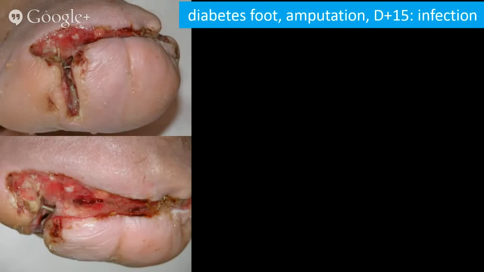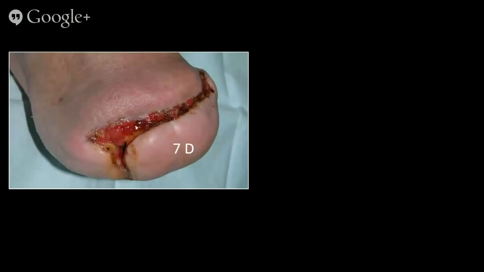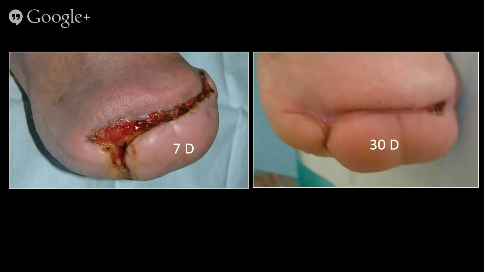Here is a case of foot amputation of the fingers after diabetic problems. After the surgery, the patient had dehiscence and infection. We treated with PRF. The objective was only to get vascularization. After 1 week, we got it. And if we have vascularization of the surface, we will have the healing, obligatory.